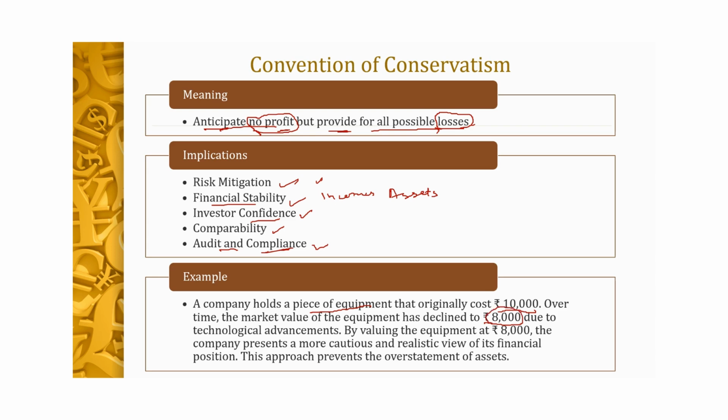Now what the convention of conservatism says is that if there is a decrease in the value of an asset, that is to be considered. This is a possible loss, that in future the value of this particular equipment may fall, right? So we have to value the equipment in financial statements at rupees 8,000, and if we are doing this, we are presenting a more cautious and realistic view of the financial position.